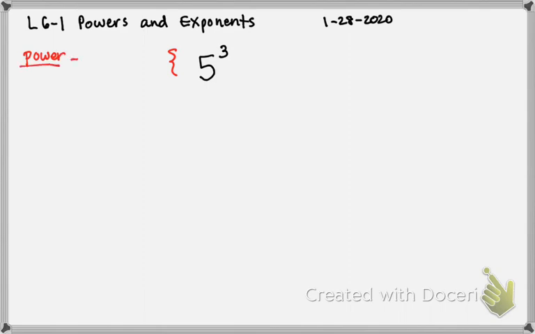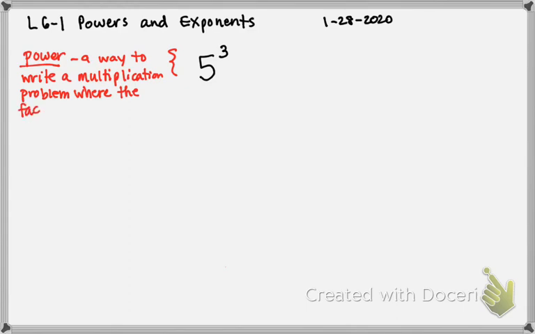And a power is a way to write a multiplication problem. Bet you didn't know that. Where the factors are the same. Now, remember what factors are. They're the numbers that are in a multiplication problem. The answer is called a product, okay?